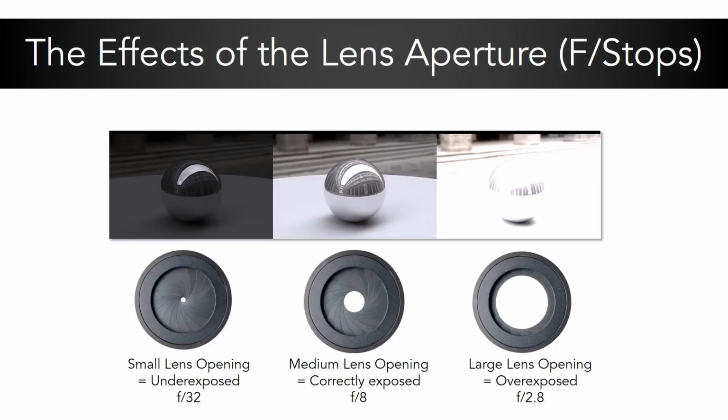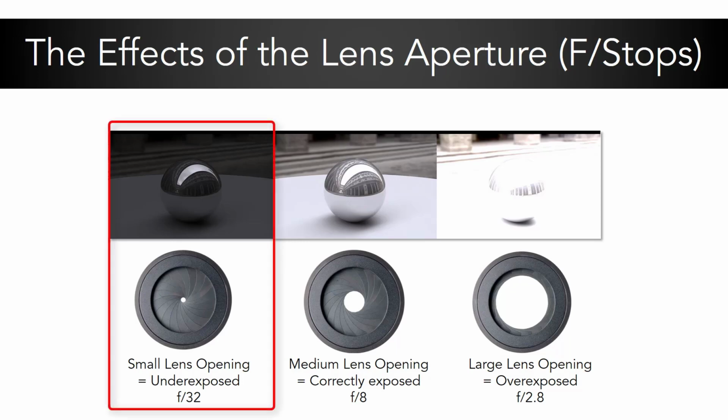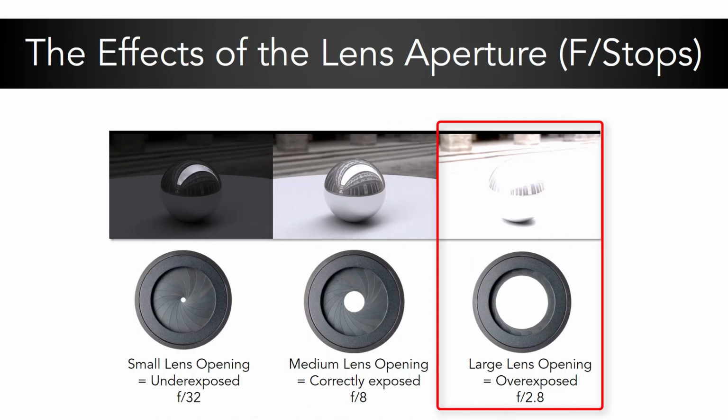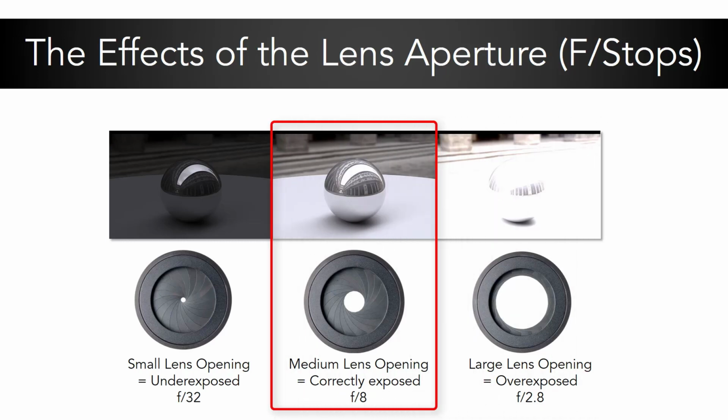Here's a quick example. On the left, you can see an underexposed image that is too dark because of using a very small lens opening. And then on the right, you'll see a picture that is very much overexposed, or much too bright, when a large lens opening has been used. And the one in the middle shows a correctly exposed photo, which uses a medium-sized lens opening.